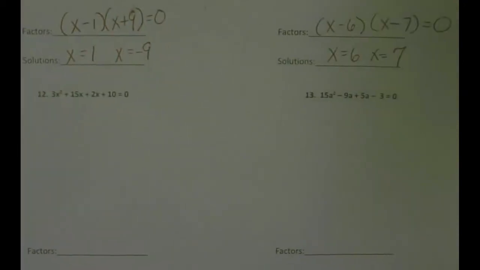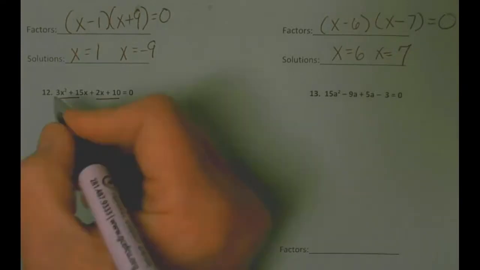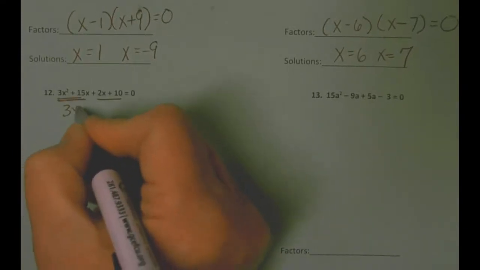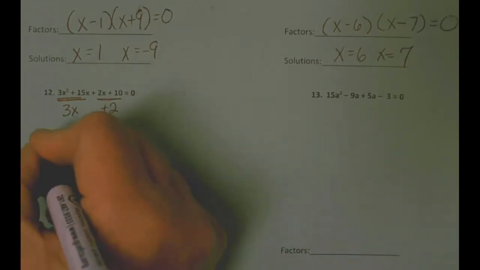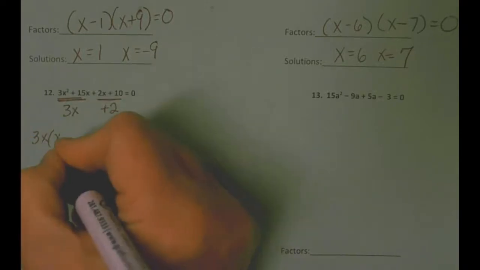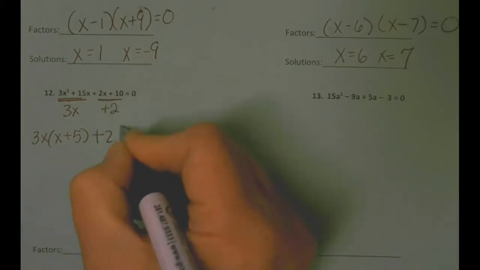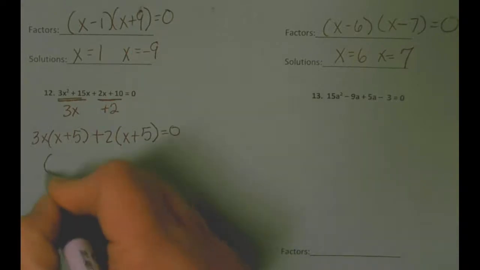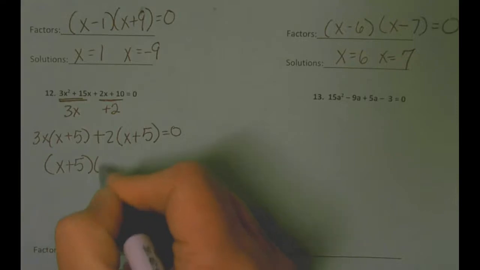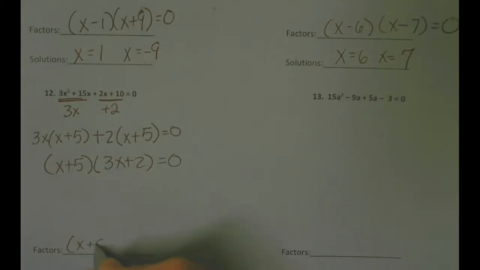The next one has 4 terms, so you make 2 groups of 2. The GCF here is 3x. The GCF here is positive 2. 3x factors out, and that would leave x plus 5. And so you factor the 2 out, and that would leave x plus 5. The common factor is x plus 5. So you factor it out. The factors are x plus 5 and 3x plus 2.